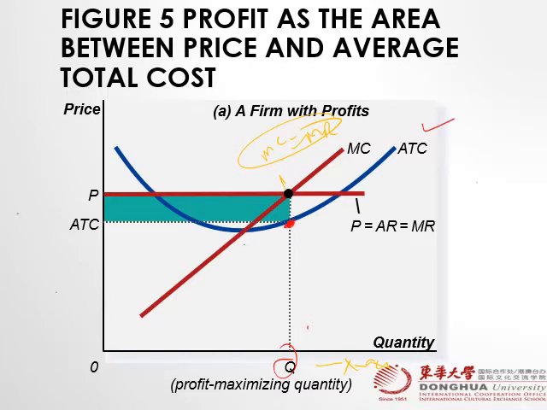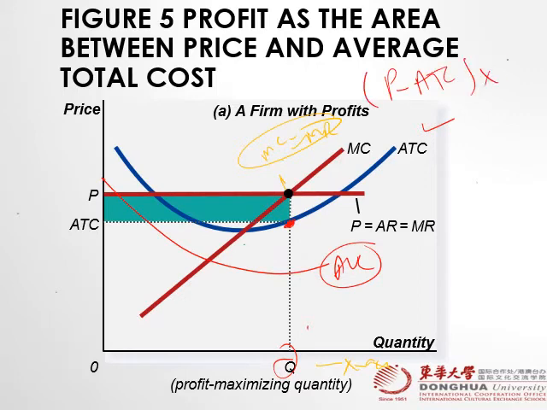So you may ask why there is no AVC, because we don't need AVC here, because you know the profit formula is price minus ATC into quantity. We don't have any AVC here, right? So if you draw it, no problem. If you don't want to draw it, it's okay, right? So this shaded green area is called profit, right? But let's move further.